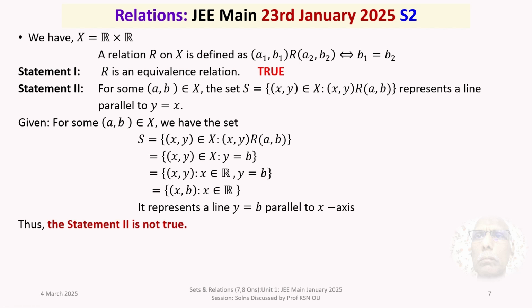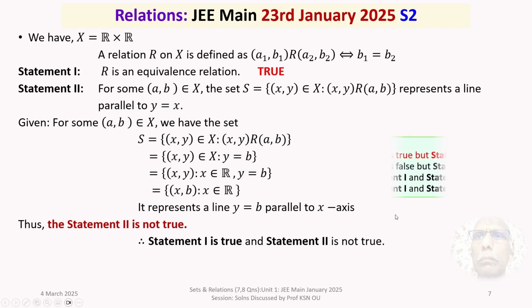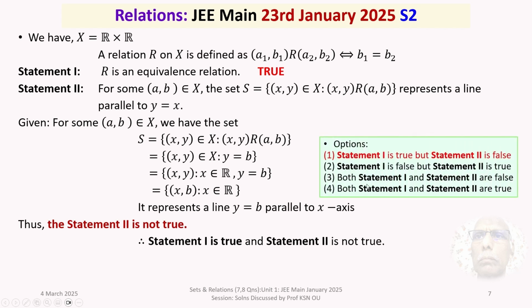So thus what we have shown: statement 1 is true and statement 2 is not true. Let's look at our options. Our answer tallies with option 1. Therefore, the answer to this question is option 1. That is the detailed discussion of the solution of this problem. This problem is pretty easy one.